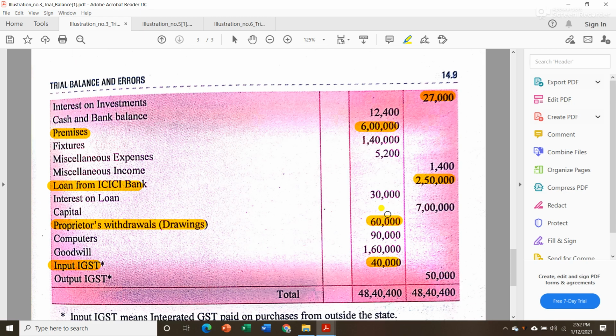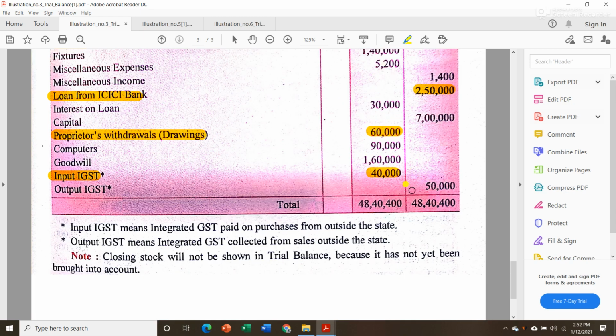Okay, now after writing all the entries, we are supposed to find out the total of both the columns. So total we have 48,40,400. Now this is how you are supposed to prepare a trial balance. Until and unless you are clear on which side an account will come, you cannot prepare trial balance. Okay, you have to be exactly sure which account will come on which side of the trial balance.